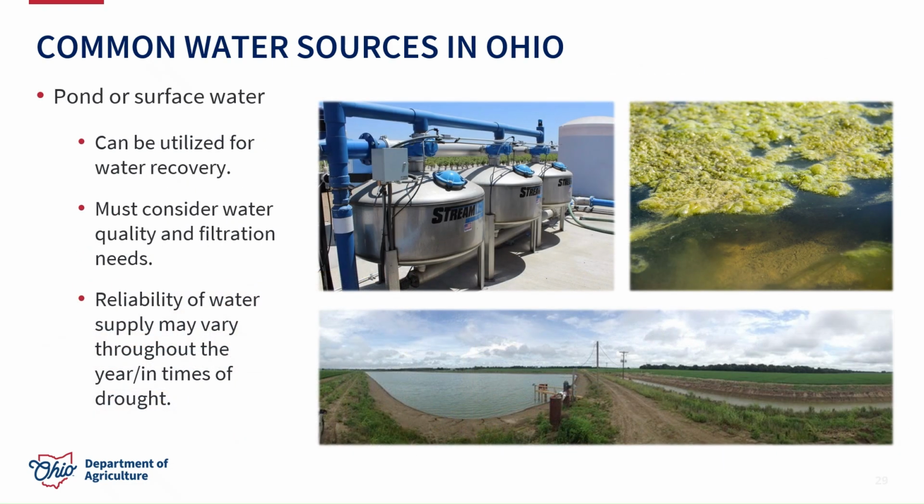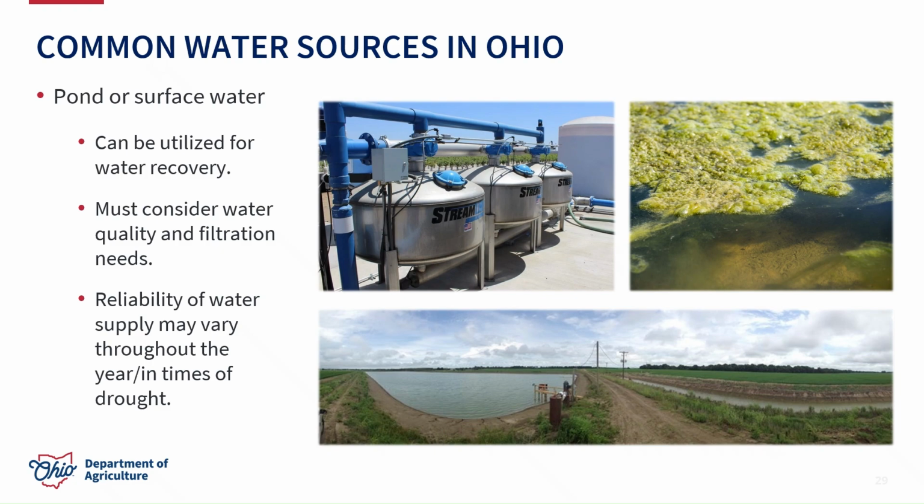The last water source that we're commonly going to see in Ohio is pond or surface water. While there are benefits to utilizing pond and surface water, there are also a lot of considerations that need to be taken into account. First, a pond can be utilized for water recovery. Either we have some sort of tailwater or drainage water that we're recovering from a system, and we're able to recycle that and reuse it to irrigate the fields through a pumping plant.